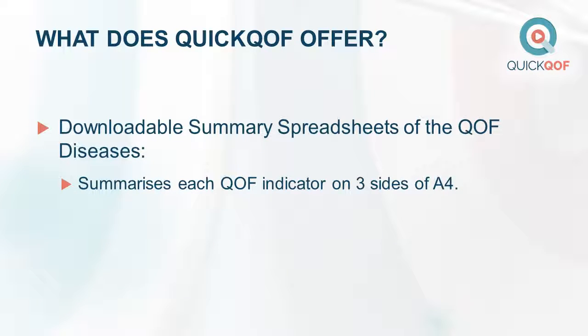I also produce summary sheets which list every QuickQOF disease and every indicator within each disease. At present, until SNOMED CT supersedes the coding systems now being used, I prepare two versions of the summary sheet, one with read2 codes and another identical one with the equivalent CTV3 codes for System 1 practices. Let's have a look at it.